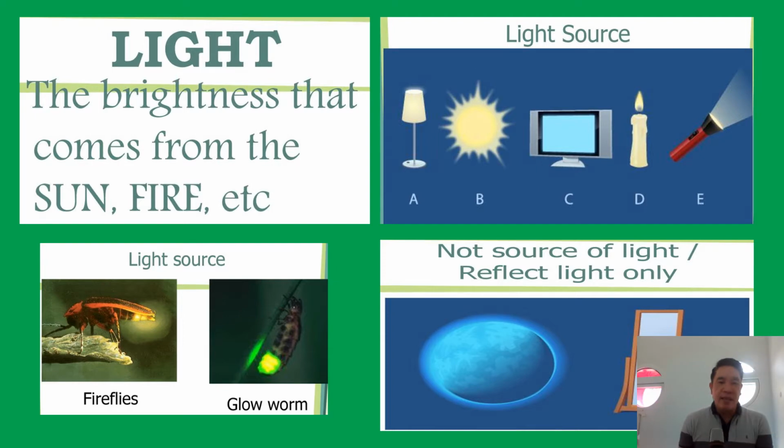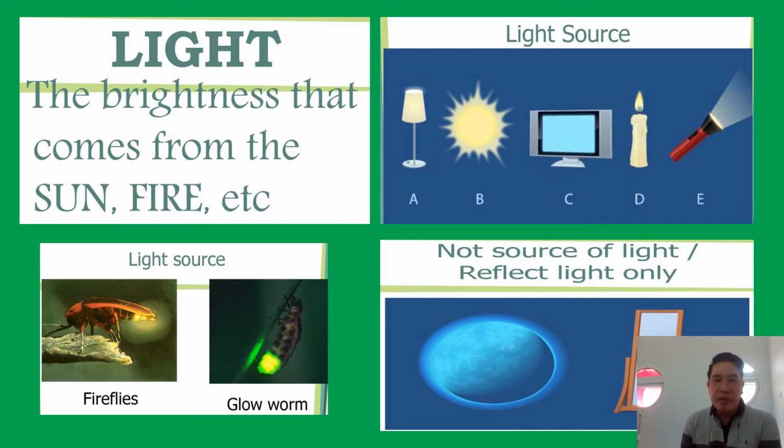What is light? The brightness that comes from the sun and fire and other things that give out light is what we call light. There are two sources of light. Either they are natural sources of light, or they are man-made sources of light. Now look at the two pictures which are labeled with the light sources A, B, C, D, and E. Those are examples of man-made sources of light.